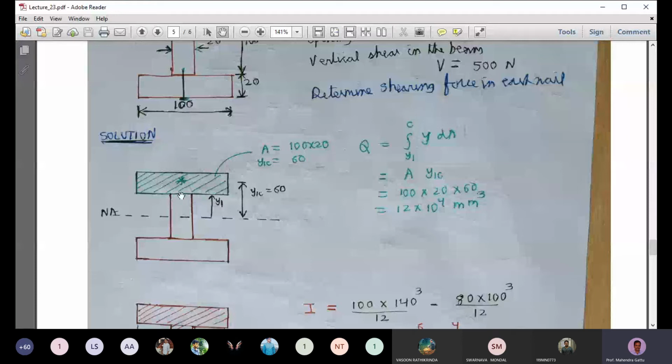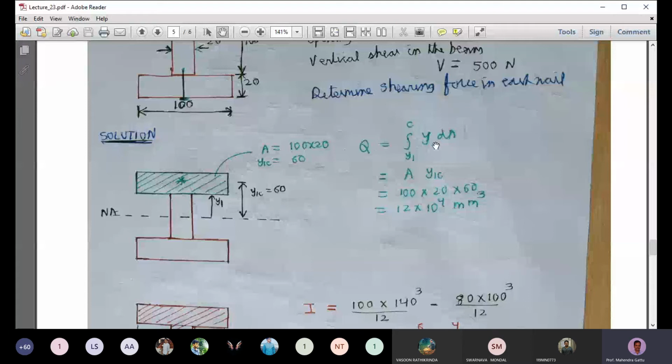Once we have located that we are interested in the shear at this horizontal segment, our area, where we have to find the Q value, is known. That is shown by this shaded area, and this will be our A tilde, and we can find the Q value corresponding to this area. So what will be the Q value? Q is the integral of y dA for this area.